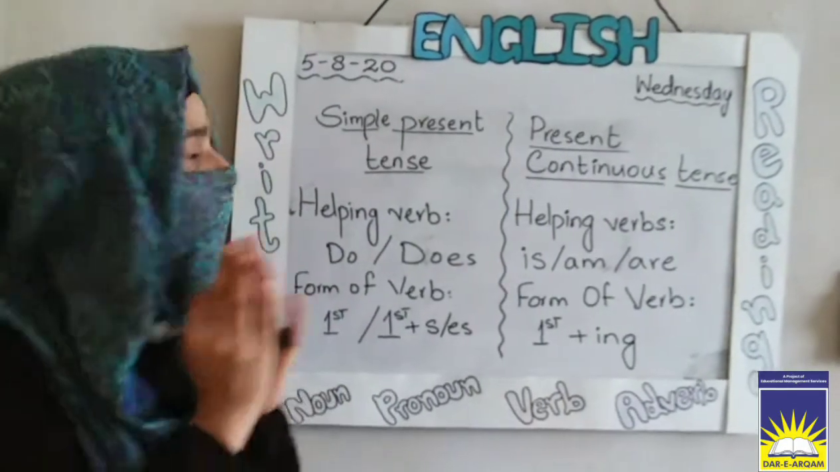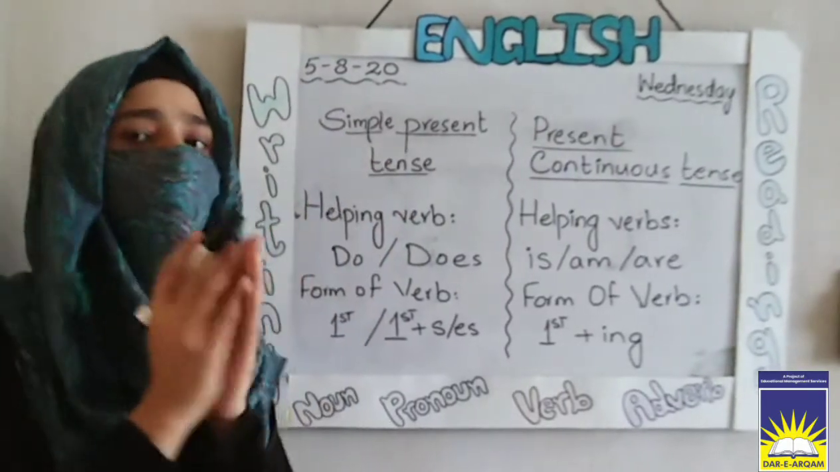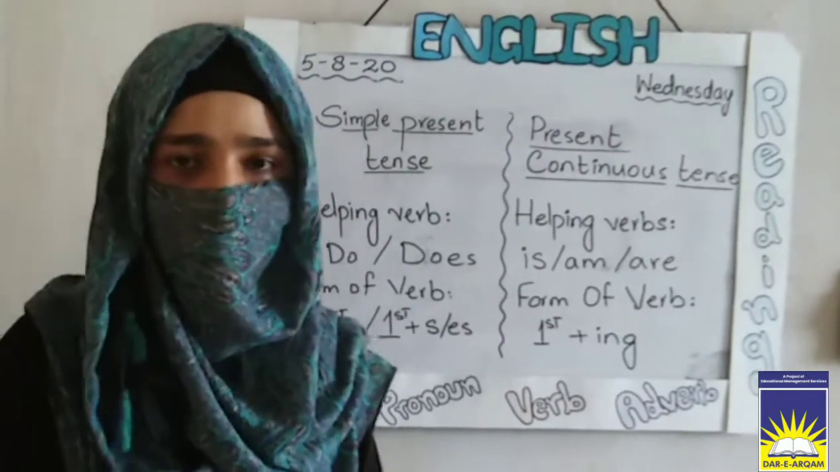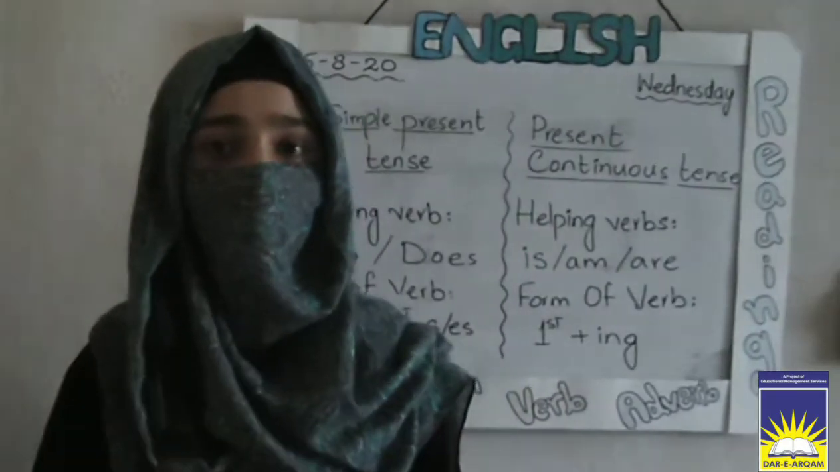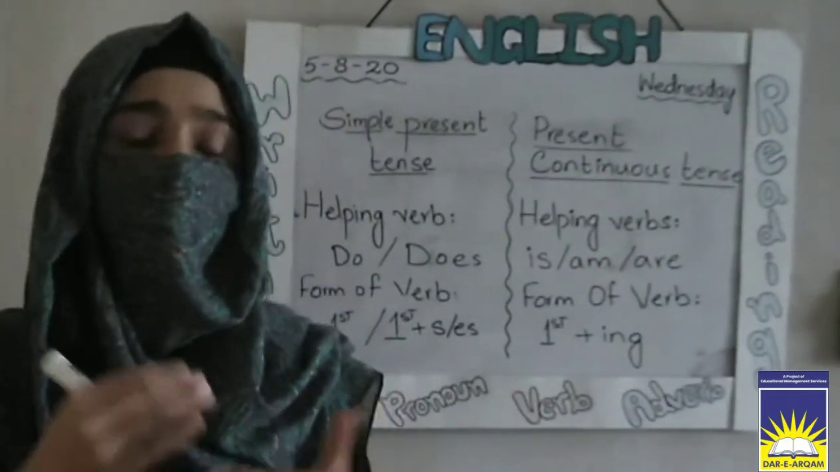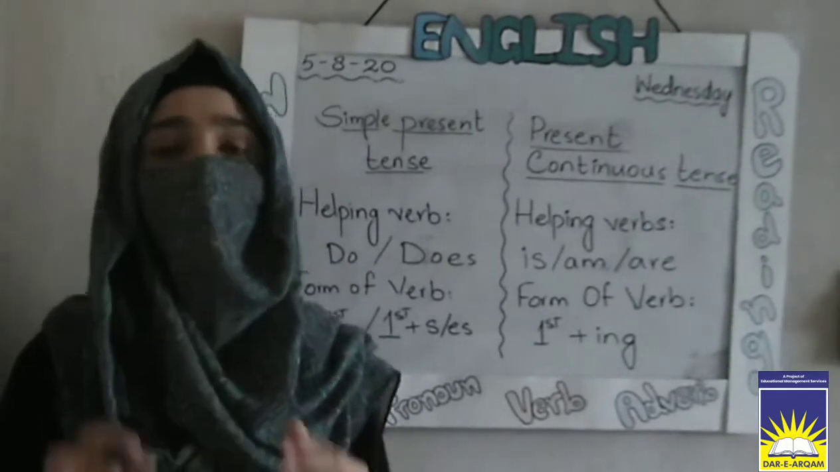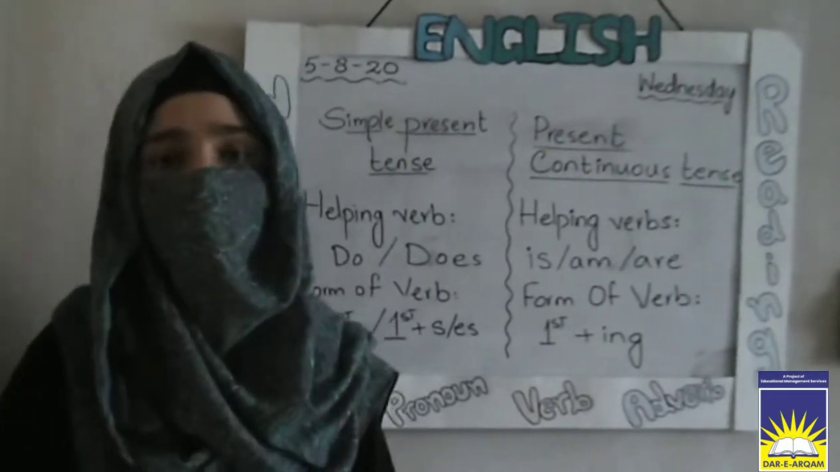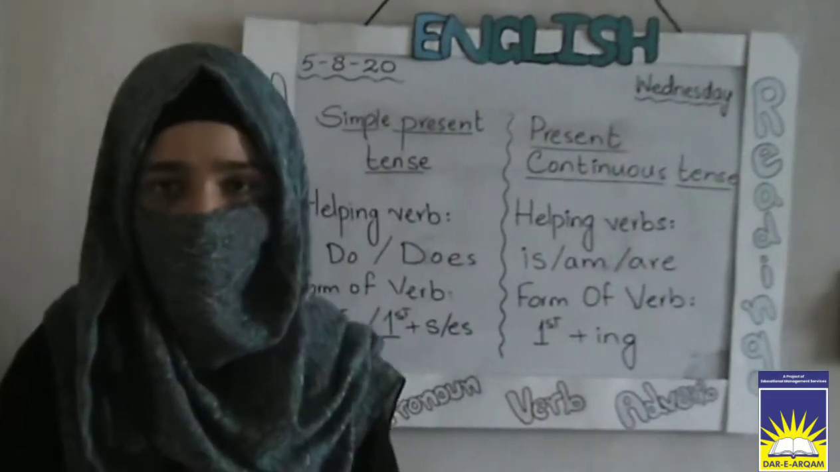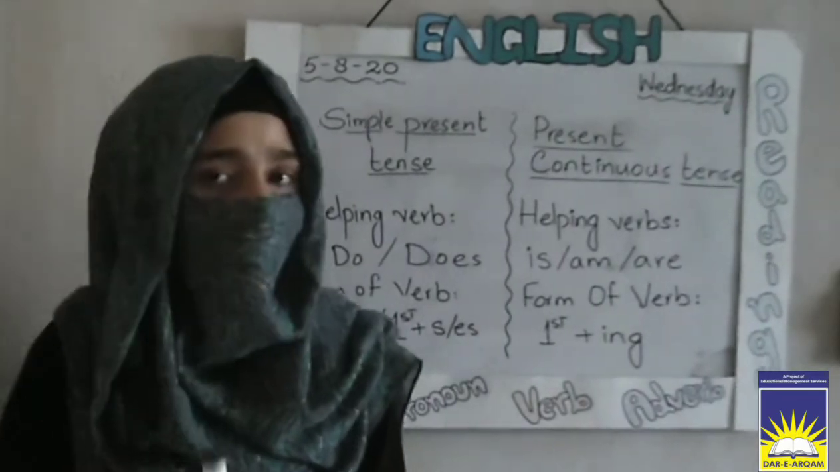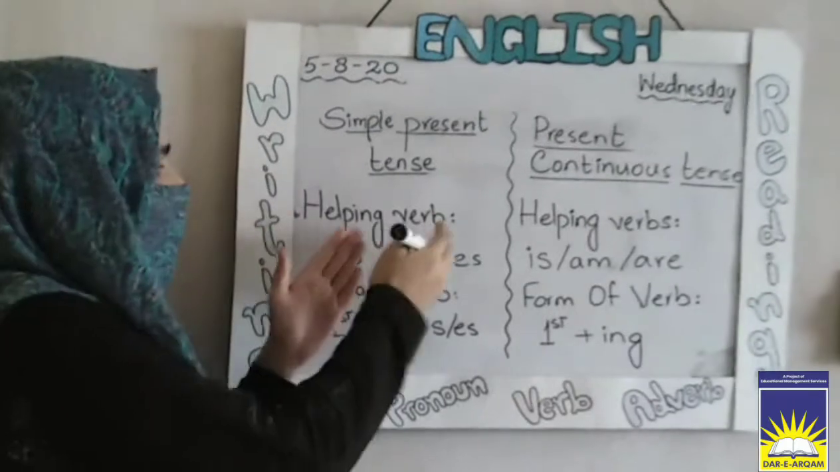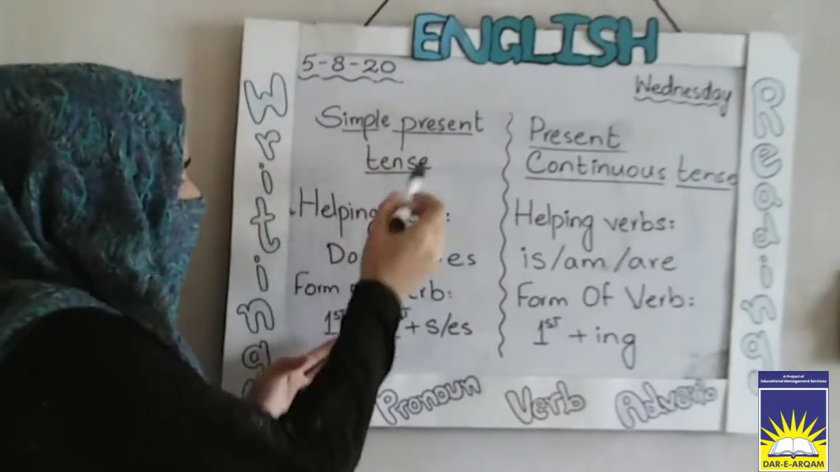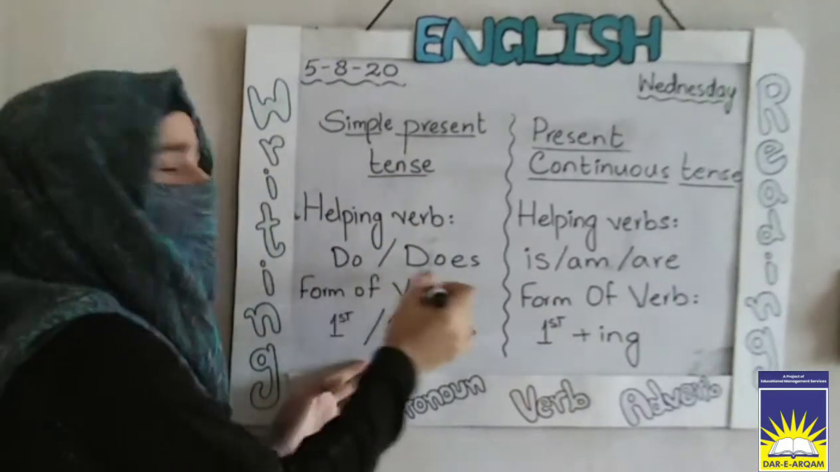So have a look. First we have simple present tense. As we know, we use simple present tense when we are telling about the routine or our habits that we do daily, or some action that is happening now. So we use simple present tense to tell such type of actions. Now what helping verbs or what form of verb do we use in it? Helping verbs we use in simple present tense are do or does.